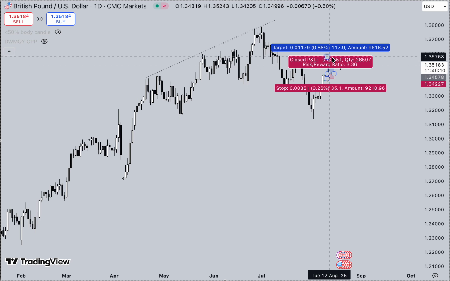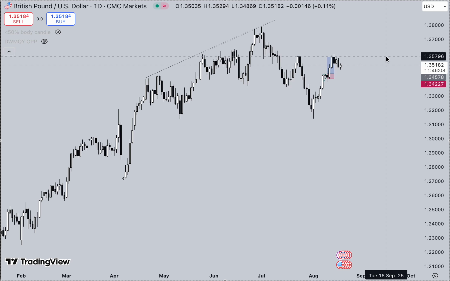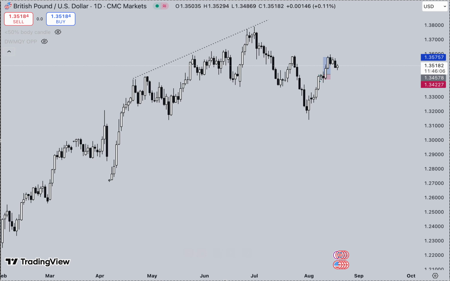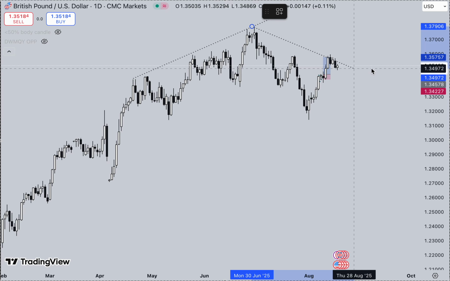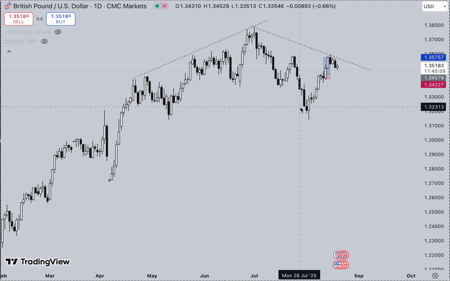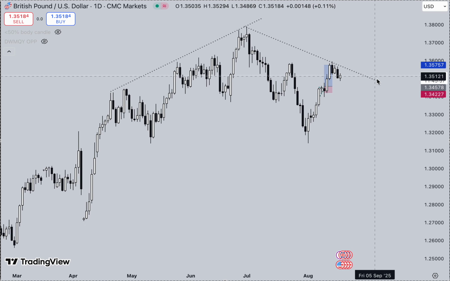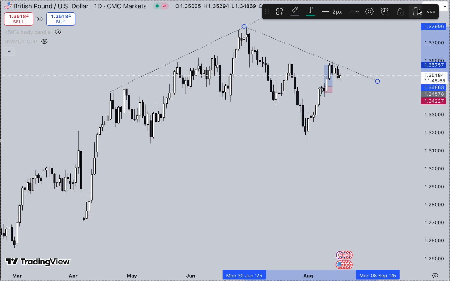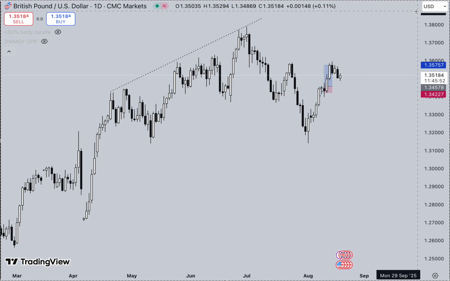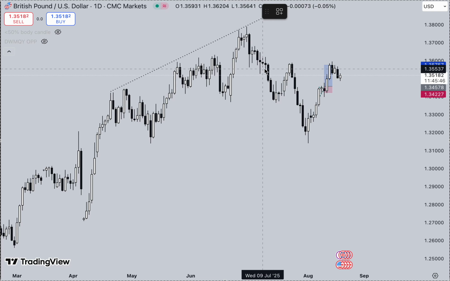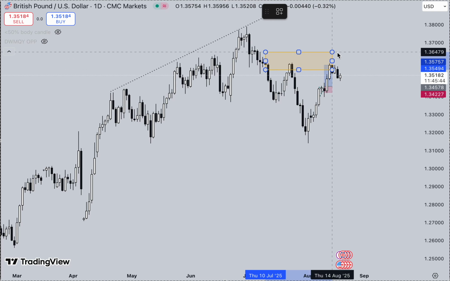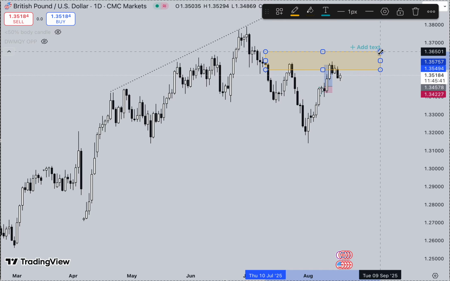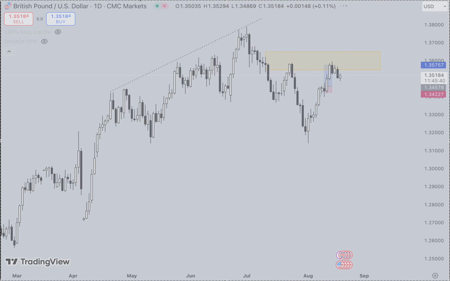So now we come here, we've swiped liquidity, right? So we swipe liquidity, and we have the supply right here inside this imbalance. Let's draw it out. This area of imbalance right here, guys.